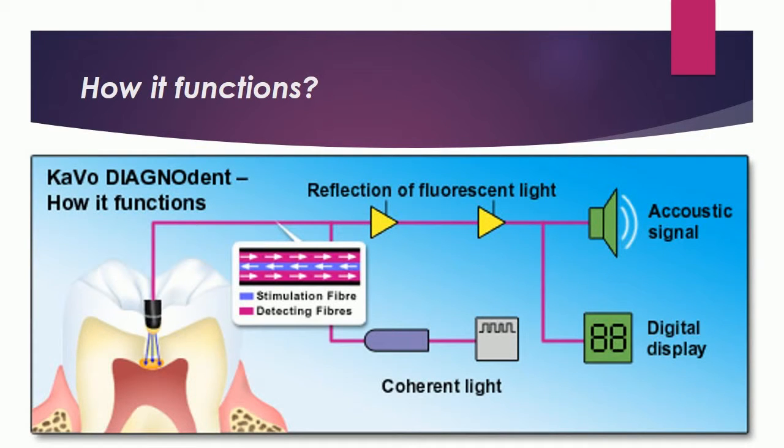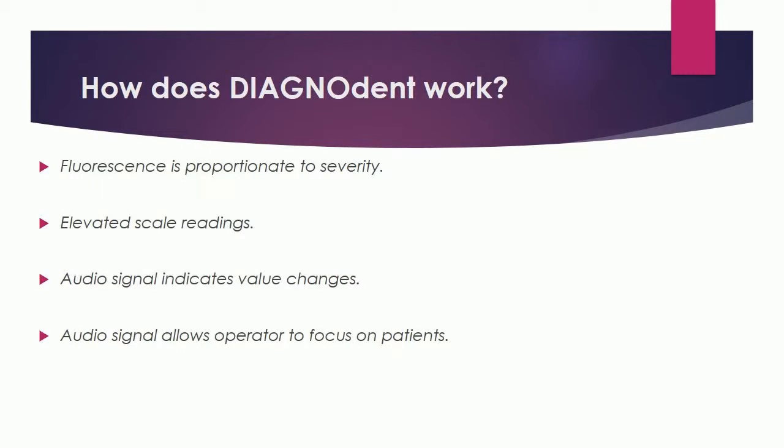How it functions? How does Diagnodent work? Fluorescence is proportionate to severity. Elevated scale readings. Audio signal indicates value changes. Audio signal allows operator to focus on patients.